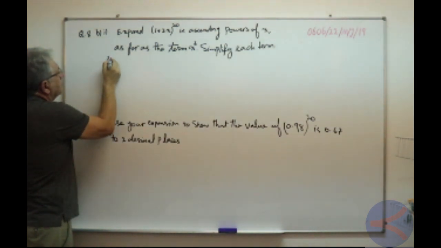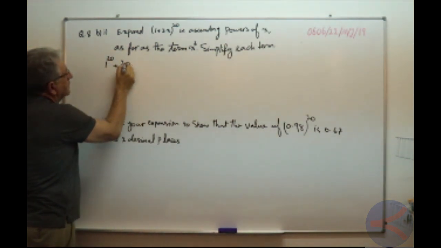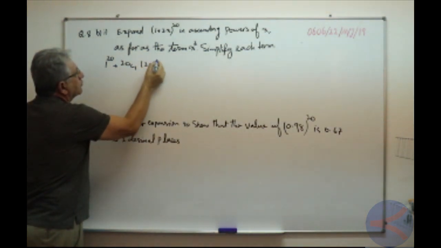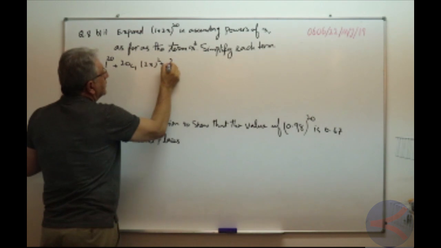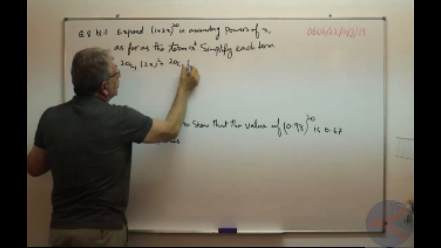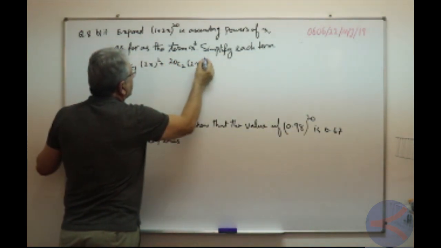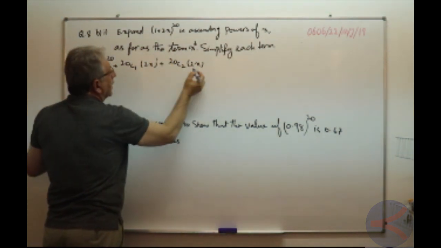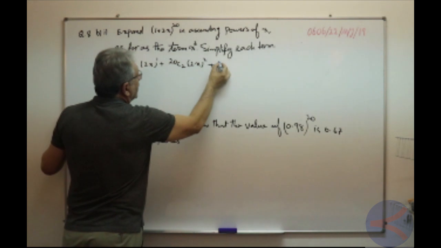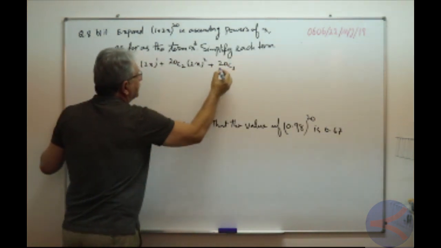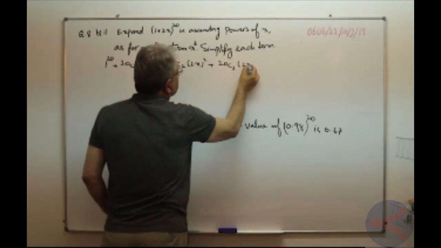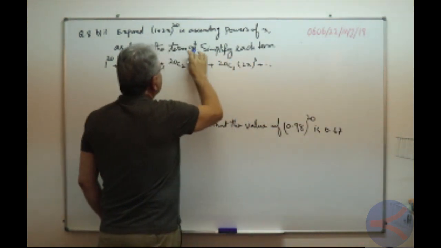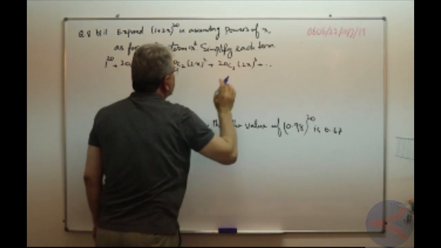This is 1 to the power of 20 plus 20c1 times 2x to the power of 1, plus 20c2 times 2x to the power of 2, and 20c3 times 2x to the power of 3, and it goes on like that, but we want only till x to the power of 3, therefore we don't continue.